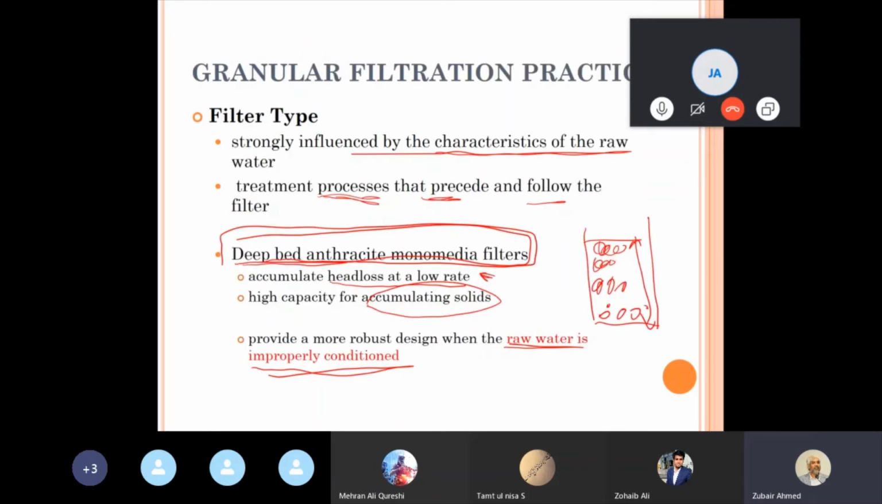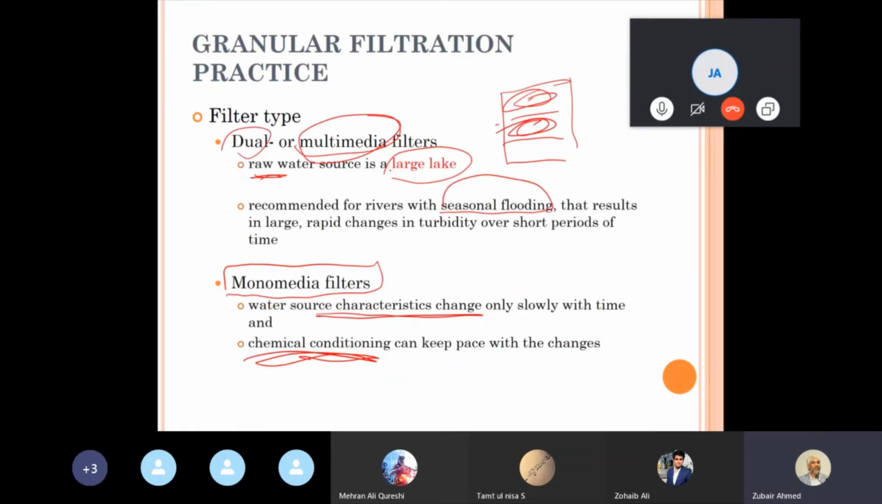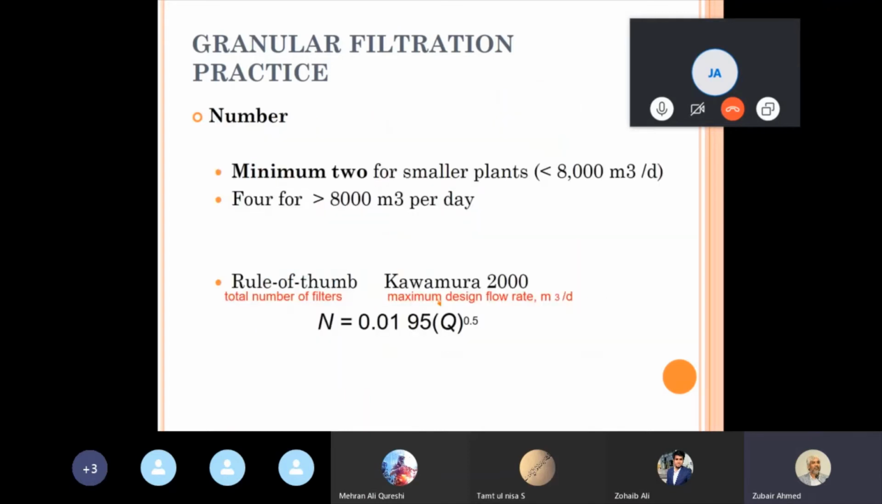So we have a general tendency. If we can manage the head loss at low flow rate, then we use this kind of filter, mono deep bed anthracite. If raw water is not conditioned very well, we use dual or multimedia. Raw water is from a large lake. If there are some treatment processes before, like chemical conditioning and sedimentation, then we use the mono media filter.